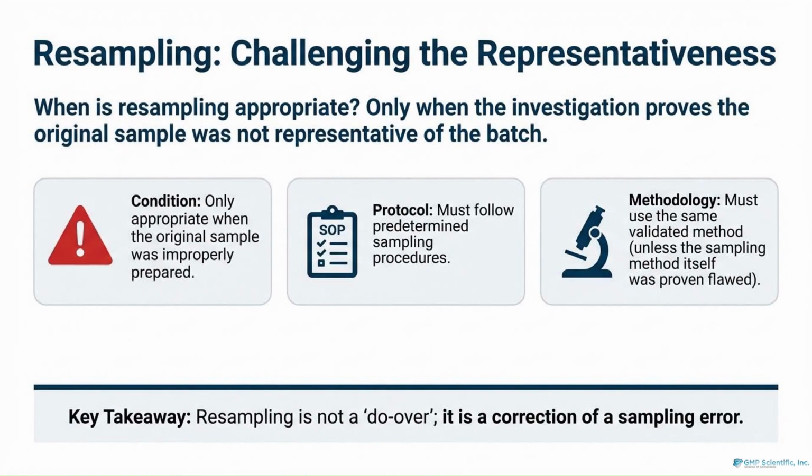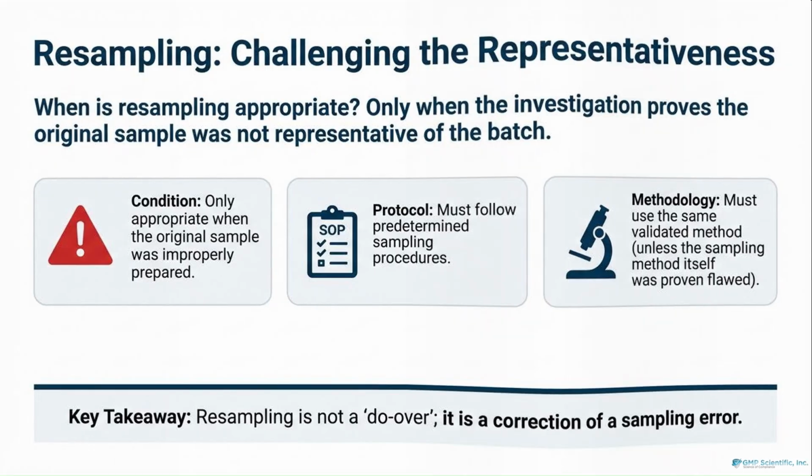Resampling challenges the representativeness of the original sample. This is only appropriate when an investigation proves the original sample was not representative of the batch, perhaps due to improper preparation or flawed sampling methodology. It is a correction of a sampling error, not a second chance at a result.